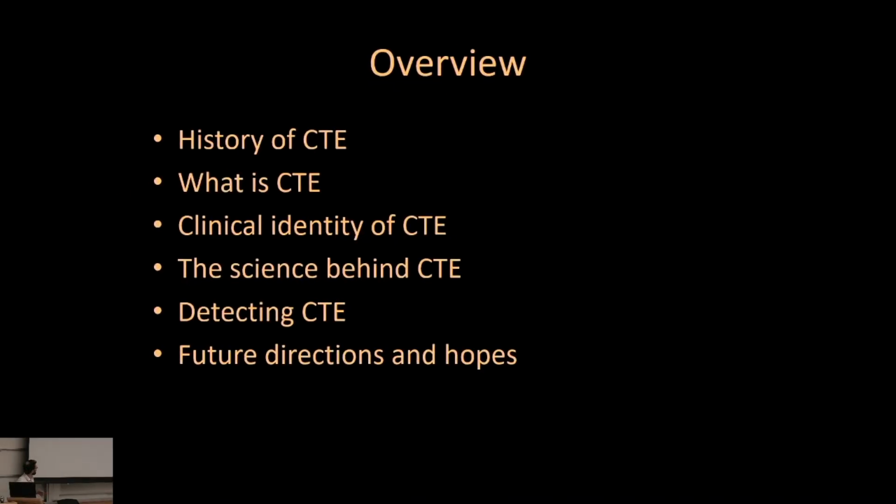So this is going to be the structure of our talk. We're going to talk about the history of CTE, which I think is a really often overlooked area. Then we'll go into what is CTE. That's always the question. What is it? The clinical identity is what we'll talk about next, which I think a lot of people have a lot of interest in, so we'll really get into the details there. Then we'll go into the science behind it, which is what a lot of my work is focused on, the science behind the disease. We'll go into detecting CTE, which kind of goes hand in hand with the clinical identity. How do you see if someone has it, which is a big question nowadays. And then we'll end with the future directions and hopes.